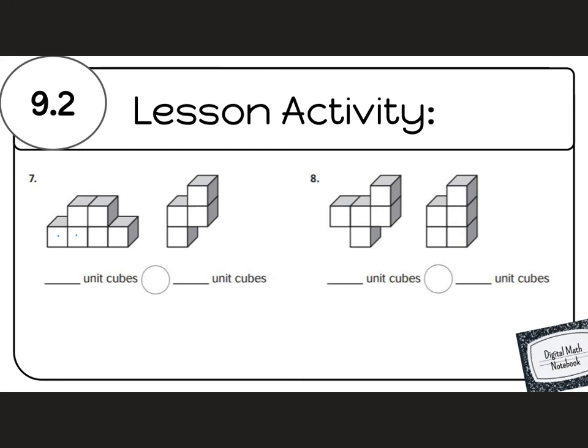We have 1, 2, 3, 4, 5, 6 on this side, and we have 1, 2, 3, 4 on this side. So I know that 6 is greater than 4. Pretty easy so far, guys. 1, 2, 3, 4, 5 on this side, and 1, 2, 3, 4, 5 on this side. That means that it is your job to fill in the inequality symbol here to compare them.